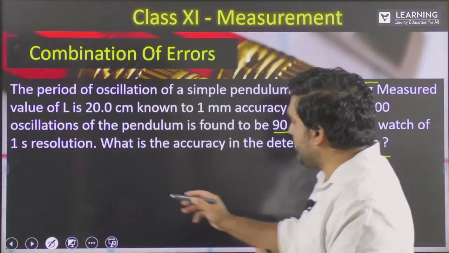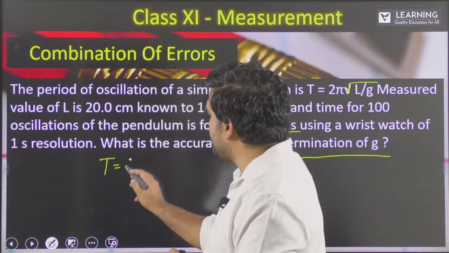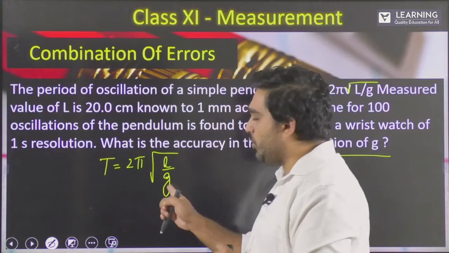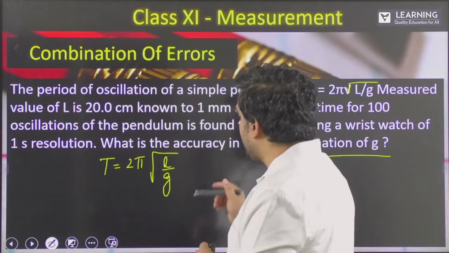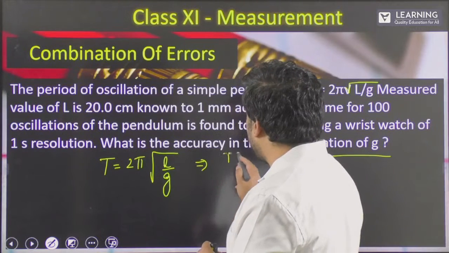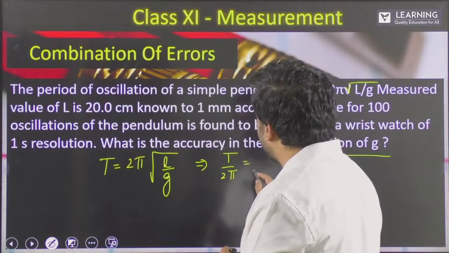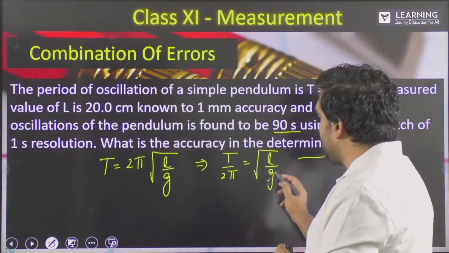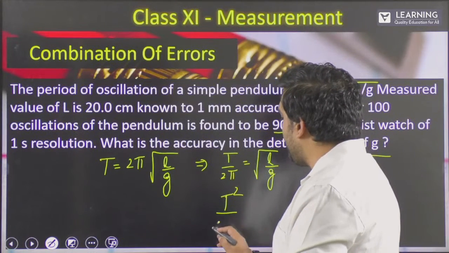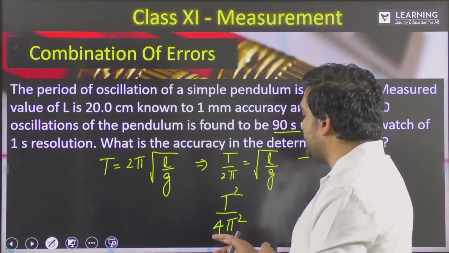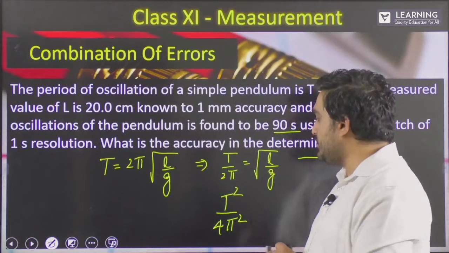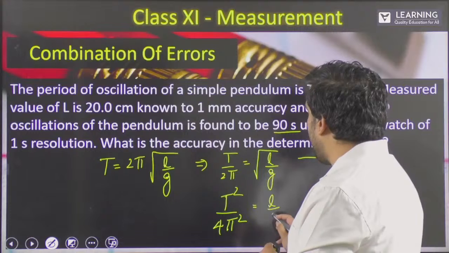So let's take this given equation, which is T equals 2 pi square root of L by G, and try to equate it to G. To do that, first you have to transpose that 2 pi. So you get T by 2 pi equals square root of L by G. Square on both the sides. By squaring on both the sides, you get T square by 4 pi square, because the square of 2 is 4 and pi square, as it is, equals L by G.